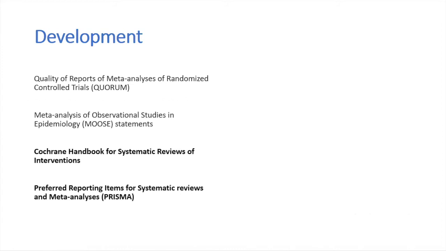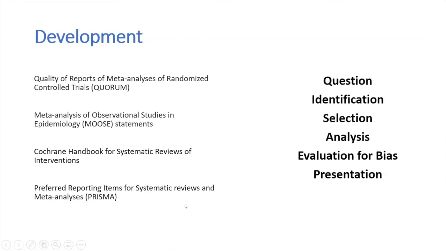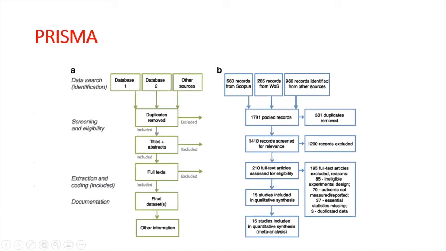The meta-analysis process has gone under evolution, and this is the current method, either the Cochrane or the PRISMA method. Okay, and this starts by asking a question, identifying the data, selecting, making an analysis, evaluating for bias, and then presenting the data. So this is how the PRISMA method uses meta-analysis. Okay, and there are lots of software, and you can log on and you will see how the software works.